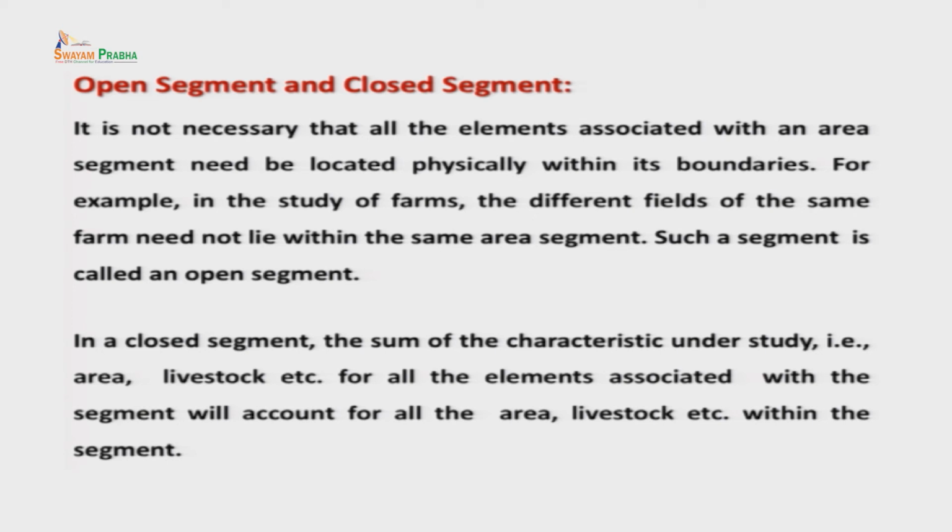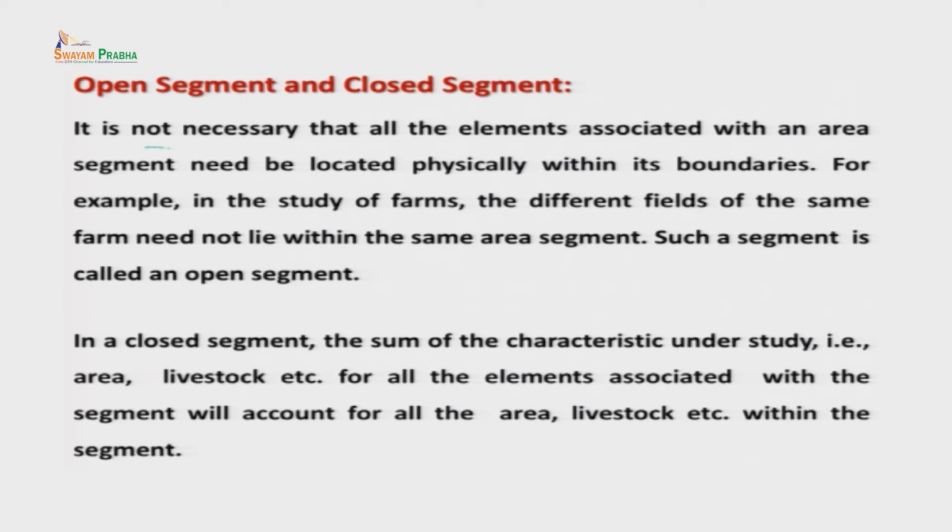But on the other hand, if I look at those agricultural farms which cultivate, say, wheat in a particular city or in a particular district or a particular village, then it may not be necessary that all the farms are clustered at one place and we can create a physical boundary. So based on that, we have the concept of open segment and closed segment.